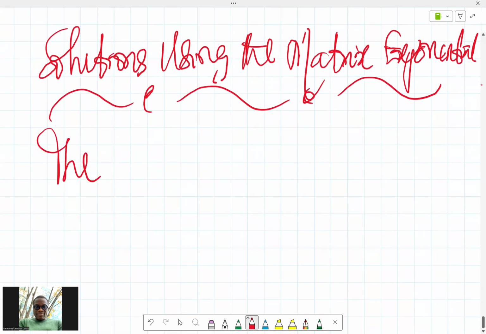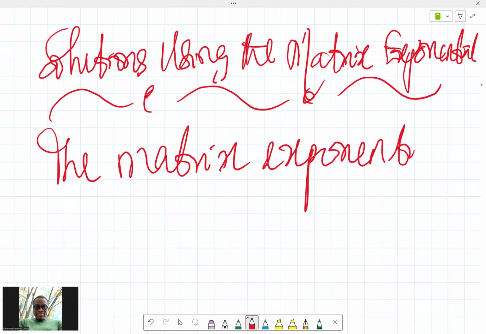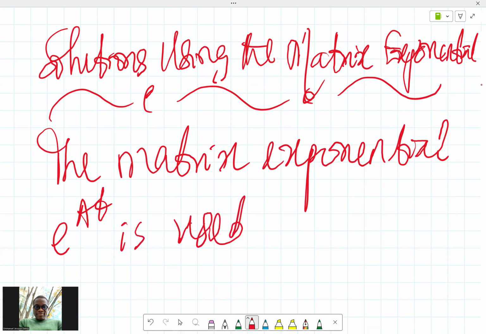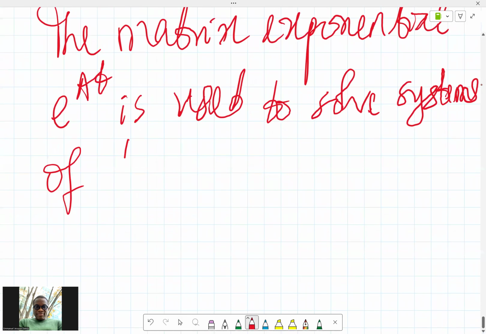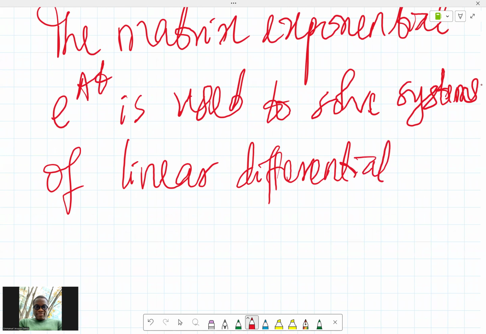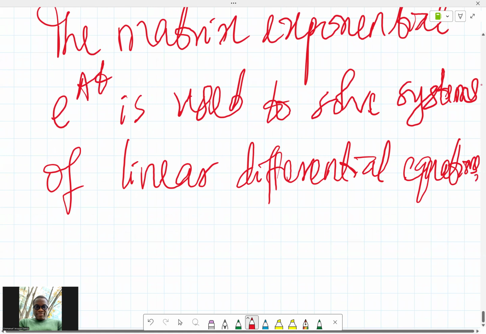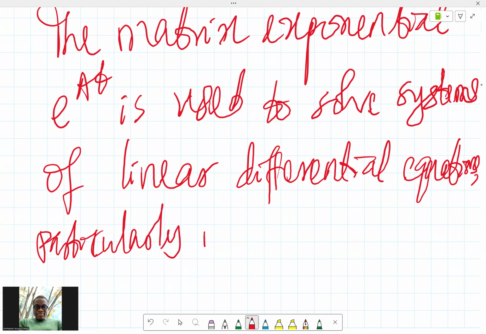So the matrix exponential, which is e raised to At, is used to solve systems of linear differential equations, particularly in dynamical systems.